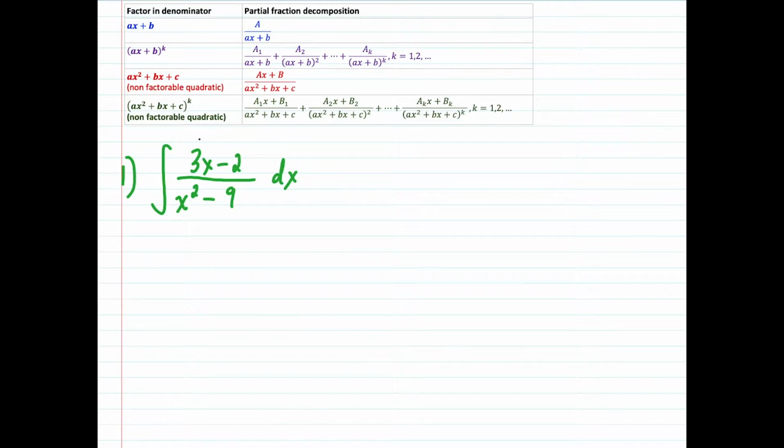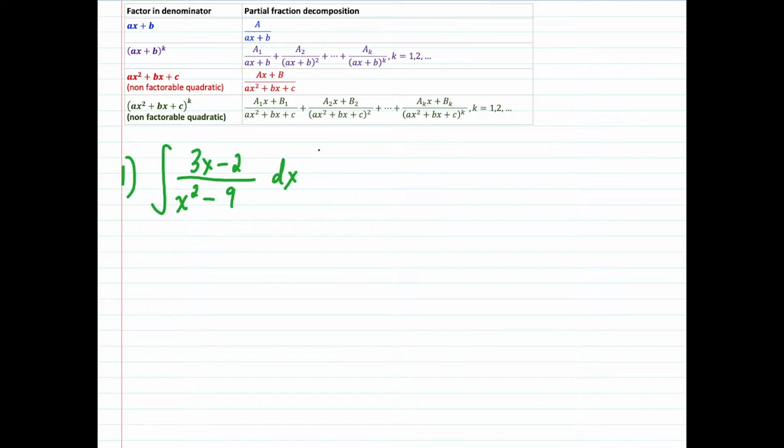For questions like this, the most important thing you have to be able to distinguish is the factors that you have in the denominator. You want to know if they break down into linear factors or if you're going to have any leftover factors that are quadratic but not factorable.